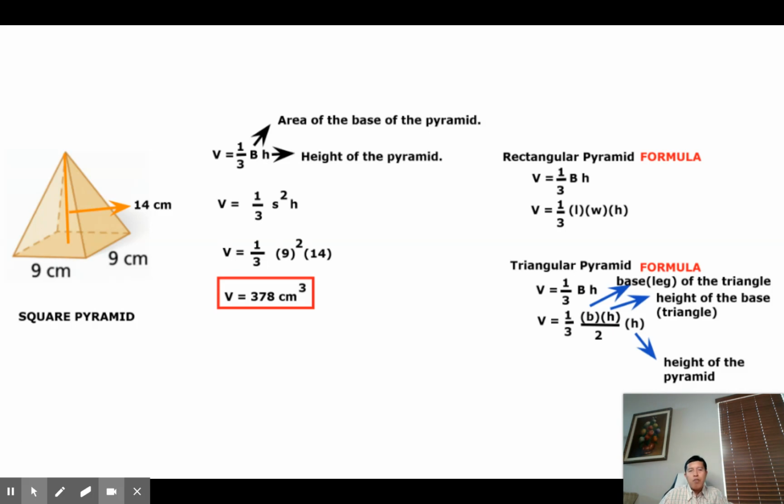So the final formula for the volume of a triangular pyramid is V for volume is equal to 1/3 times BH divided by 2, and then after that times the height of the pyramid. So that's for the pyramids class.